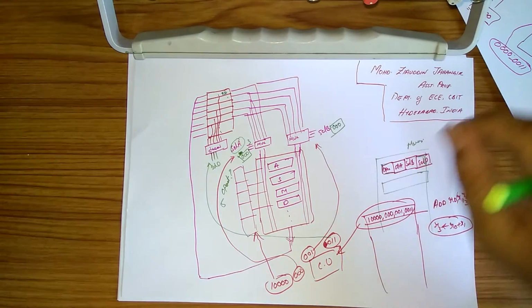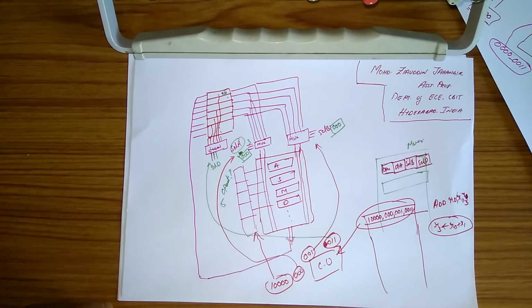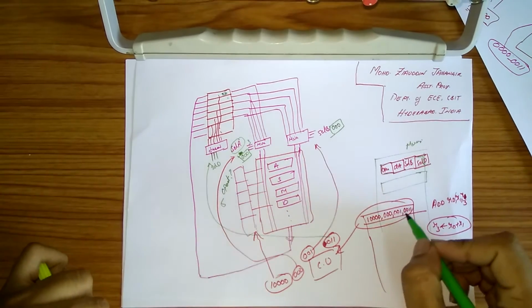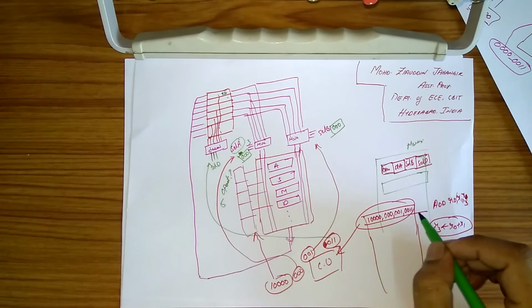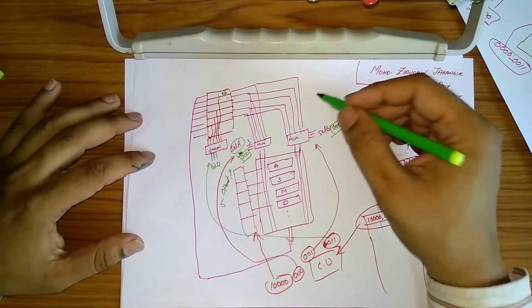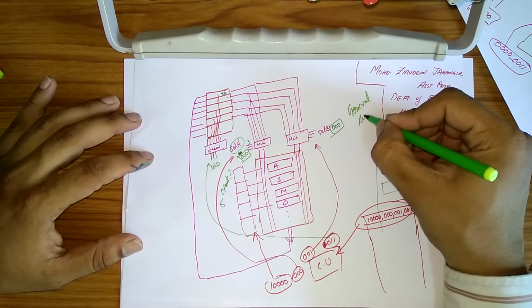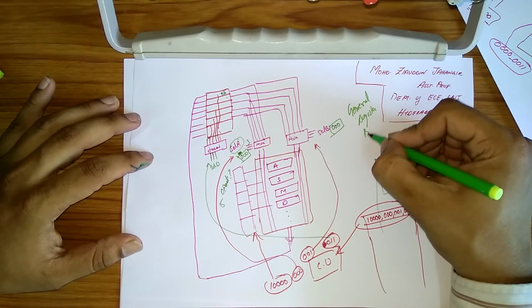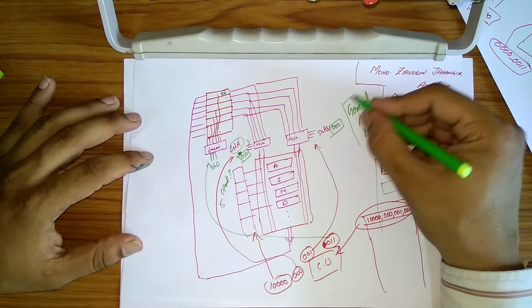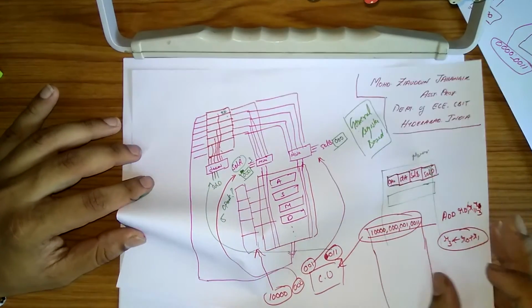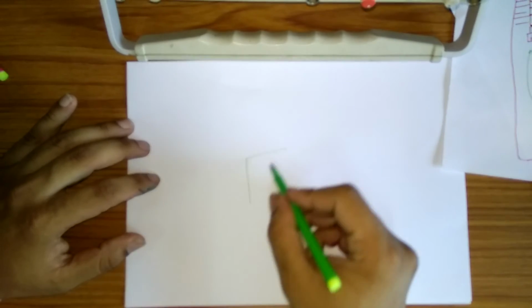Okay. So now if you talk about the accumulator based architecture, this is the architecture which was developed to reduce the size of the instruction. Similarly, if you want another type of architecture, you can go for an accumulator based architecture.